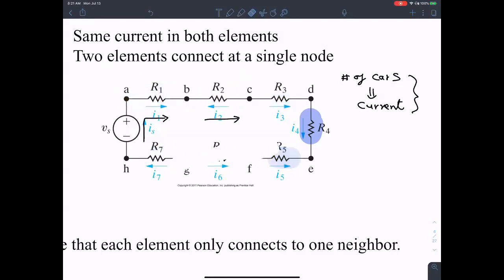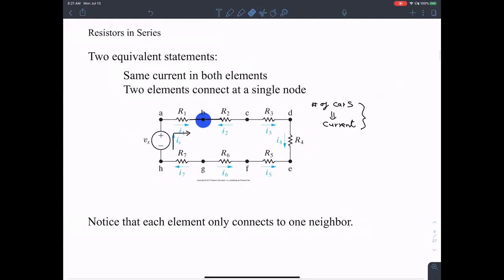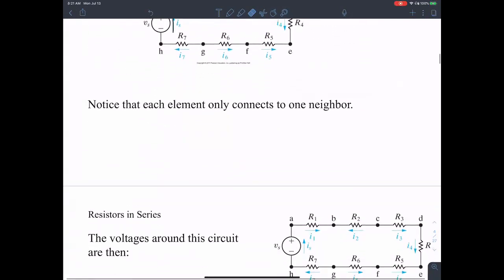Series connection, the quick way to see is that at any node, at this node, there is only one path that is leading in and one path that is leading out. And then R1 and R2, therefore, are in a series connection. Okay, so that's the idea. Each element connects to the neighbor at only one point.